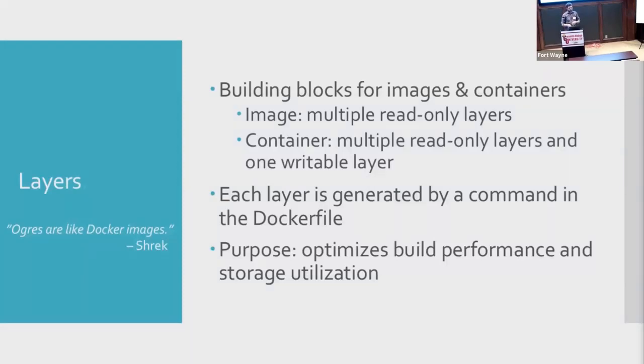Each layer is generated by a command in the Docker file. Before, we saw our Docker file with those 6 commands. Each one corresponded to a layer. So our image has 6 layers. Actually, plus the first one was using the node base image, so that is one layer that came from a bunch of other layers. The purpose of the layer system is that it optimizes the build performance and the storage utilization on your registries and on your running systems.